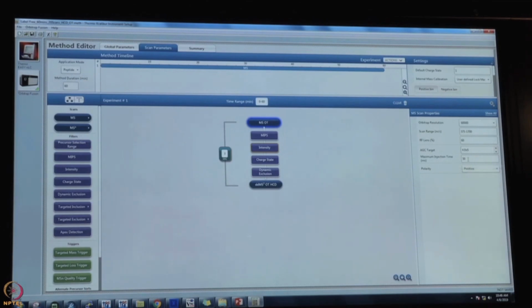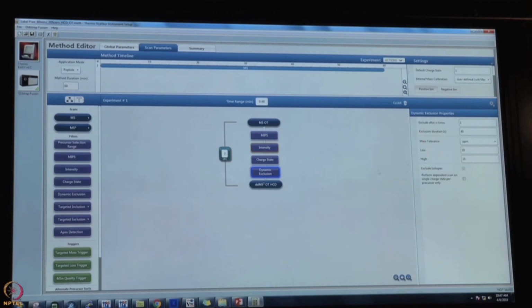Maximum injection time is 50 millisecond, and polarity is positive because our peptides ionize and they are positively charged. In intensity, you have to define how much intensity threshold should be there, which is 5.0 e to the power 3. Now, generally peptides are charged, so I have to define the range of charge. Here you can see 2 to 6 I am keeping. It will not take singly charged and more than 6, it will consider only 2 to 6 charged peptides. And then I am defining dynamic exclusion, which is 40 seconds here.